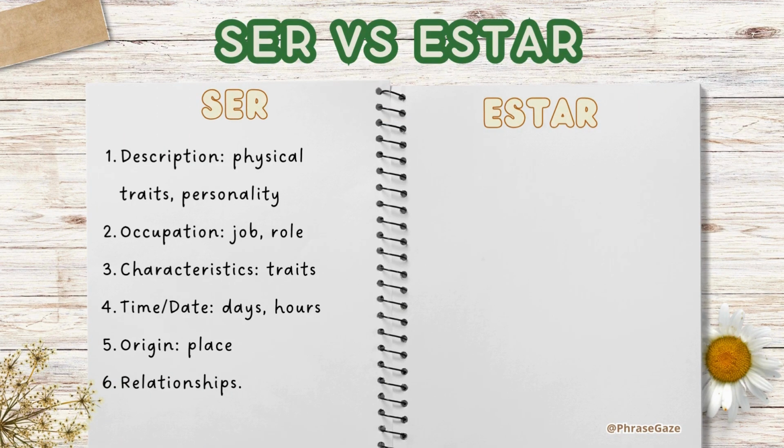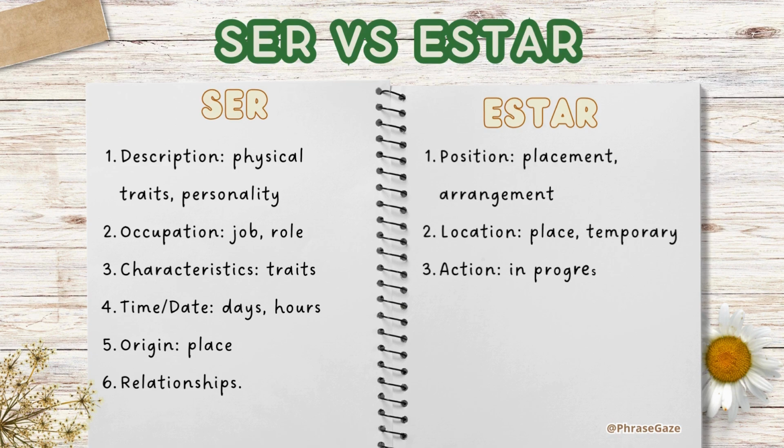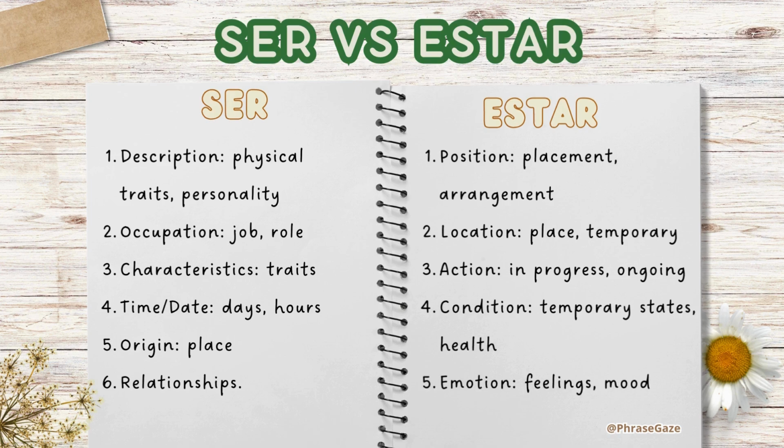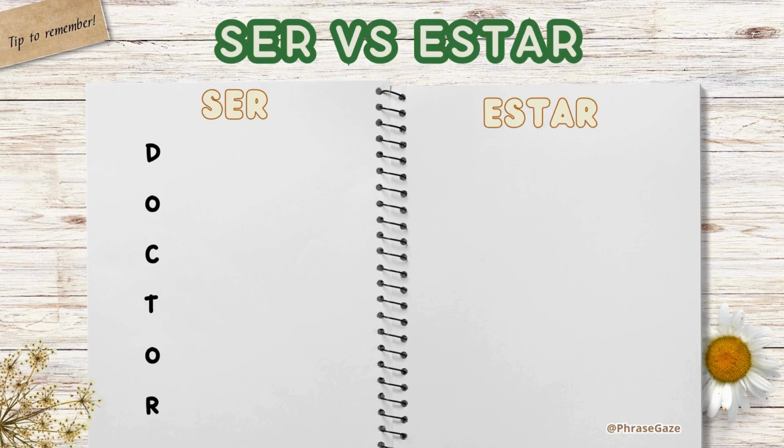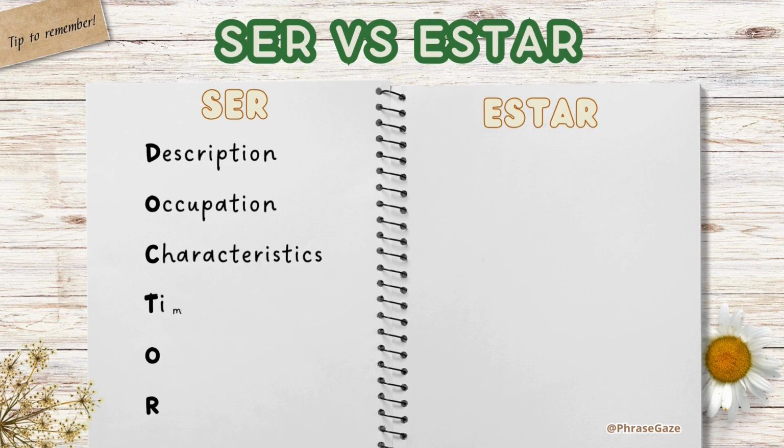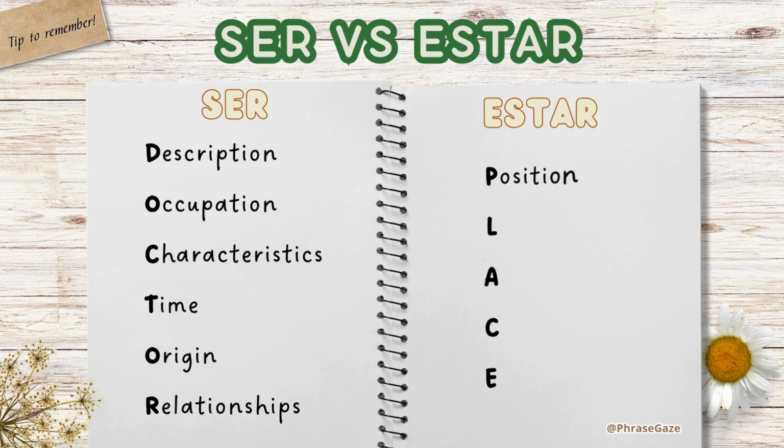And here's a quick recap for the verb estar. We use it for position, location, action, condition, and emotion. Now, here's a trick to help you remember. Use the doctor abbreviation for ser. D. Description. O. Occupation. C. Characteristics. T. Time. O. Origin. R. Relationships. And use the place abbreviation for estar. P. Position. L. Location. A. Action. C. Condition. E. Emotion.